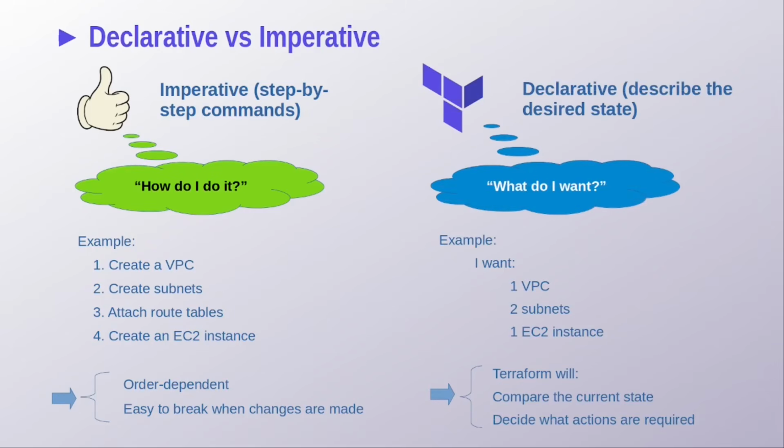Declarative thinking. Terraform style. It means, what do I want? You describe the final result. For example, I want one VPC. I want two subnets. I want one EC2 instance. Terraform will check the current state, compare it with the desired state, and decide what to create, change, or delete. You do not control how, you only describe what. Terraform does not need instructions, it only needs your desired state.